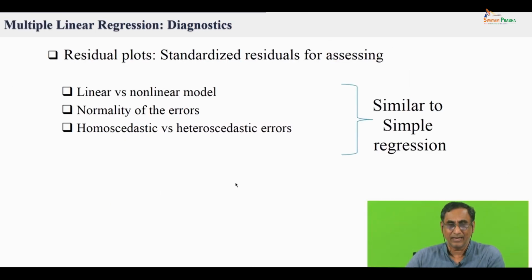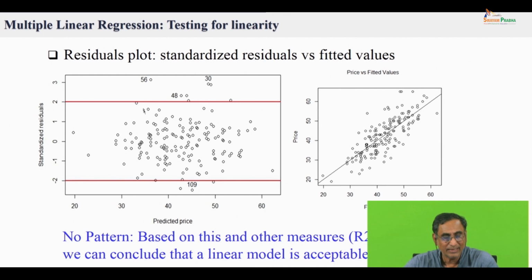The R squared value and the F statistic seem to indicate that we can go ahead with the linear model, but we should further examine the standardized residual plot for concluding whether the linear model is okay or not. There should be no pattern in the residuals. So let us do the residual plot.